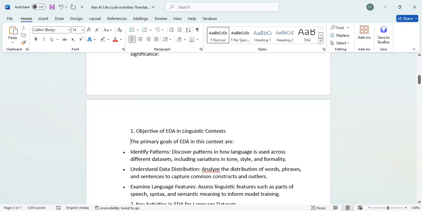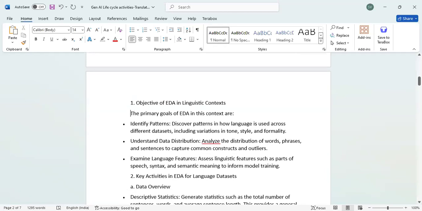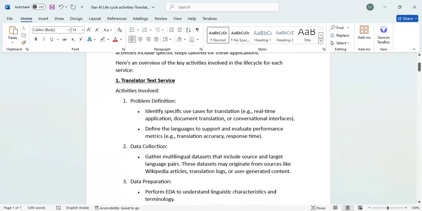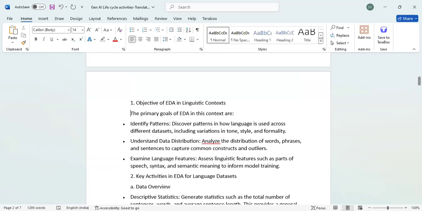The primary goals of EDA in this context are to identify patterns, discover patterns in how language is used across different data sets, including variations in tone, style, and formality. So here, what is our service? Translator text service. In translator text service, we don't have tone, right? Variation in tone or something. Only text processing is there.